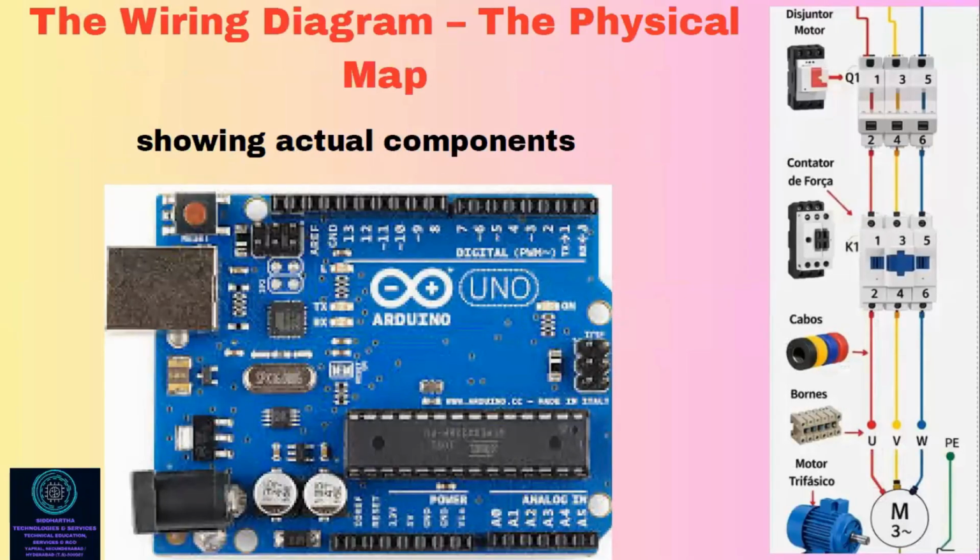Right. Now the wiring diagram. As you can see here, different colors are given for the wires on the right-hand side.